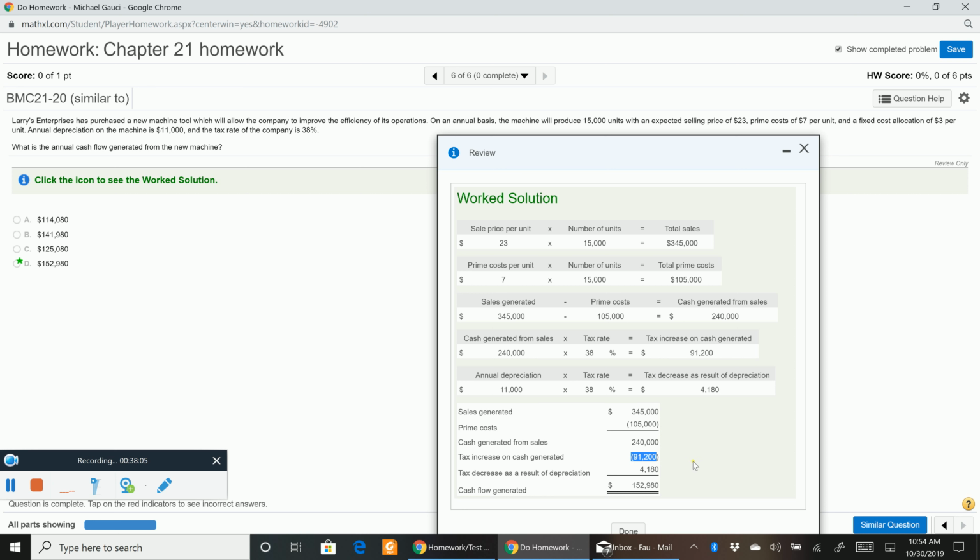We also have to worry about depreciation. We said the annual depreciation is $11,000 and the tax rate is 38%. If you take 11,000 times 38%, that's 4,180. All right. This tax was actually decreased because of the depreciation. So in order to calculate cash flow, that tax decrease, we're actually going to add it back when we're trying to figure out the cash flow generated from the project. $152,980 is your answer.